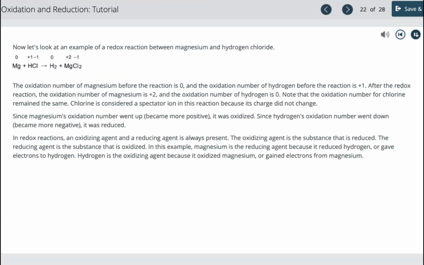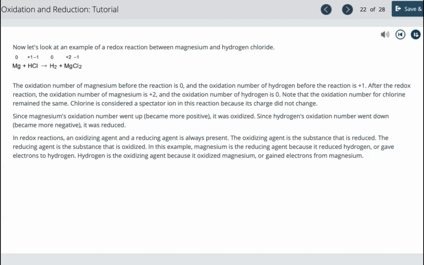Now, let's look at an example of a redox reaction between magnesium and hydrogen chloride. 0, +1 -1, 0, +2 -1. Mg plus HCl yields H2 plus MgCl2. The oxidation number of magnesium before the reaction is 0, and the oxidation number of hydrogen before the reaction is +1. After the redox reaction, the oxidation number of magnesium is +2, and the oxidation number of hydrogen is 0.